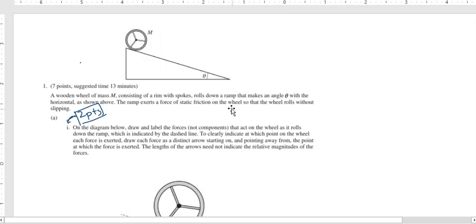Okay, so here is the ramp problem. It's pretty straightforward. The free body diagram's a little tricky. So it says a wooden wheel of mass m, consisting of a rim with spokes, rolls down a ramp that makes an angle theta with the horizontal as shown above.